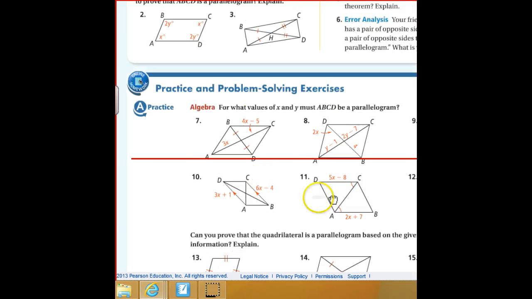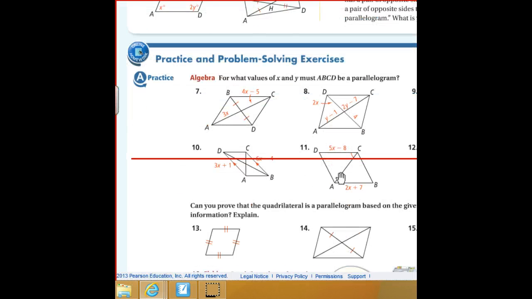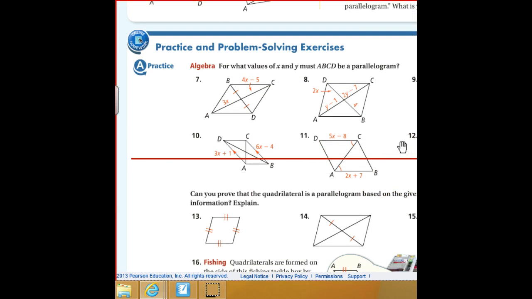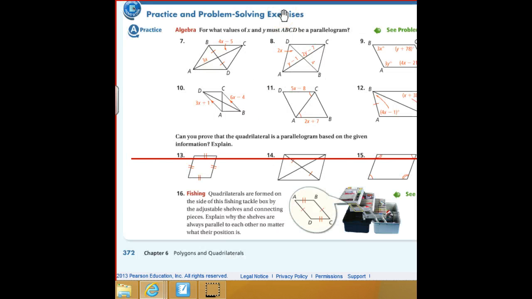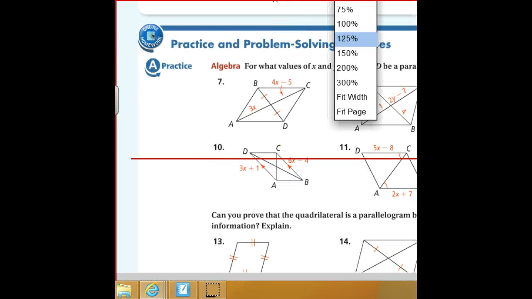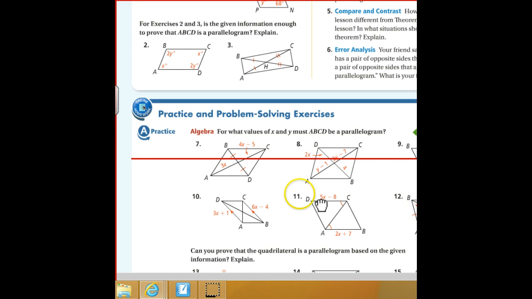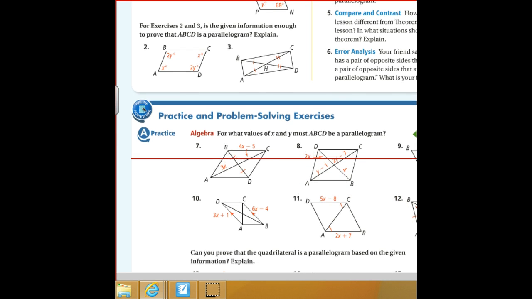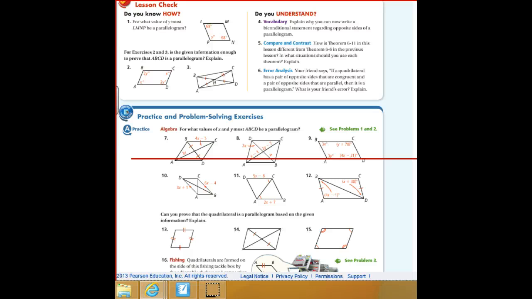In number 12, let's take a look at this number 12. If I were to take a look at opposite sides of a parallelogram being parallel, in number 12, hold on just one second. In number 12, we can see that since I have a parallelogram, that these alternate interior angles must also be congruent. So 4x minus 1 must equal x minus 38, and you could solve from there.